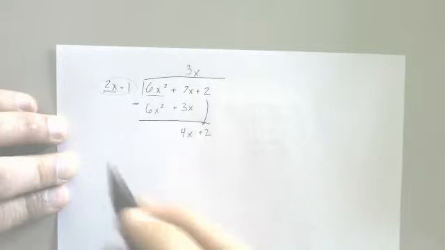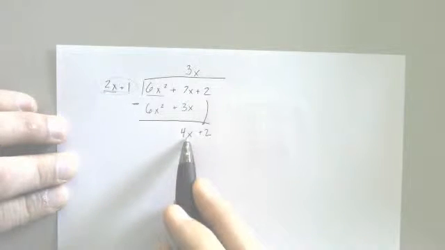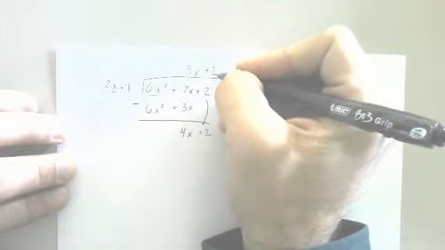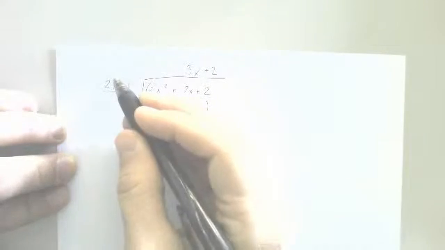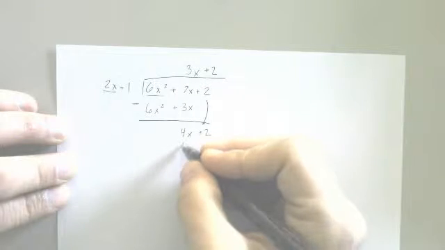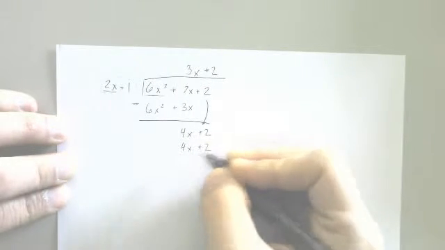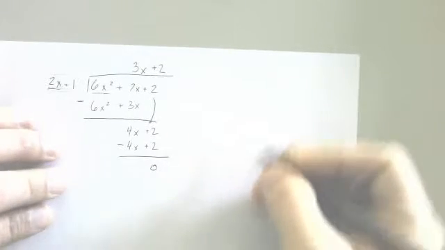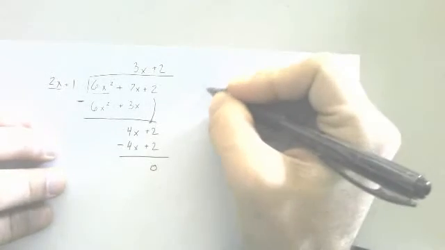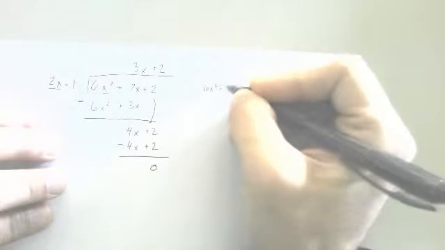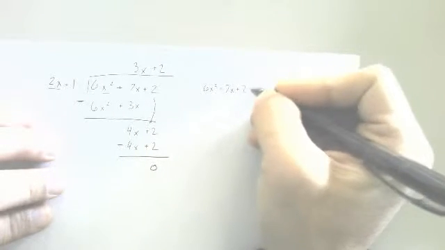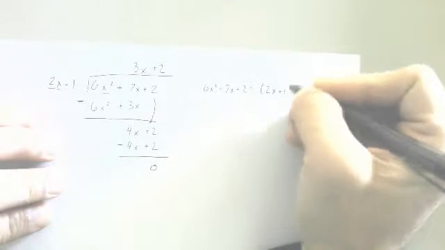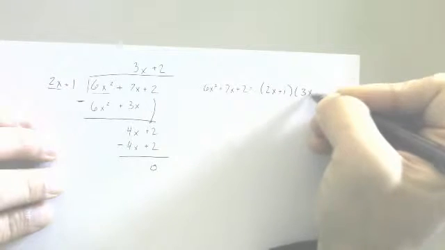And now the same idea. How many times does 2x go into 4x? If I divide 4x by 2x, I get 2. I'm going to distribute that 2 again to my divisor. 4x plus 2, subtract, and I get a remainder of 0. So when dividing, I've learned that 6x squared plus 7x plus 2 is equal to 2x plus 1 times 3x plus 2.